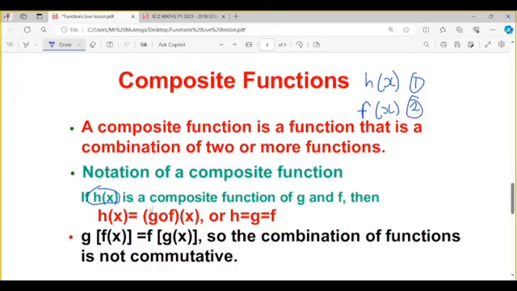So if h(x) is a composite function of g and f, meaning that this g is a function, and this f is a function, just like the example that I've given here, you have two functions. That is a composite function. So h(x) is equal to g(f(x)). Now, this means that the function h is equal to the function g of the function f. Now, let us look at an example so that I explain nicely how we can do this.